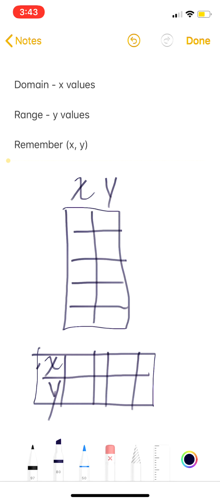Also, if you're given a chart, if it's a vertical chart like this one, x values are on your left, y values are on your right. If it's a horizontal box like the one below, x values are on the top, y values are on the bottom.